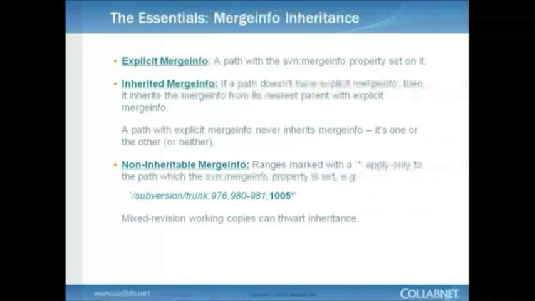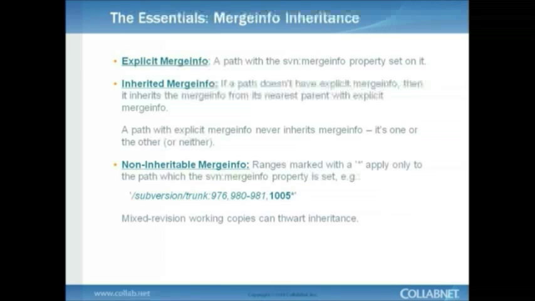Three, there is one type of explicit merge info that is never inherited, the aptly named non-inheritable merge info. The name is somewhat misleading because it's really the individual revisions that are not inheritable, not the entire merge info. In the example on the slide, let's assume this merge info exists on a repository path, branch 1. This merge info shows that revisions 976, 980, 981, and 1005 have been merged to branch 1 from Subversion trunk.